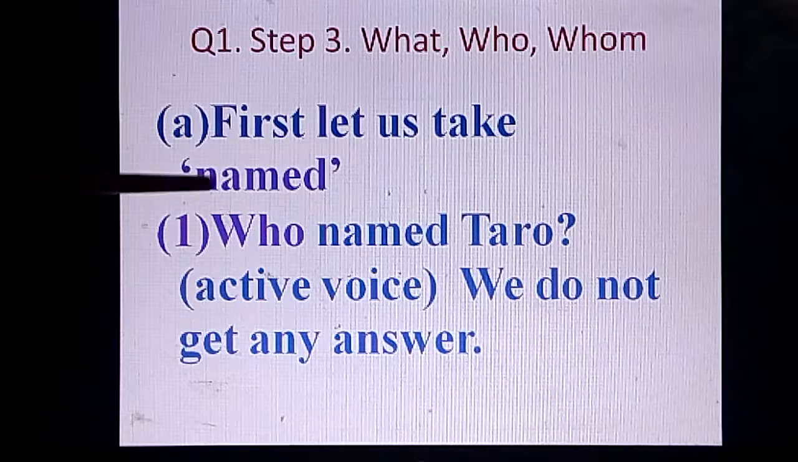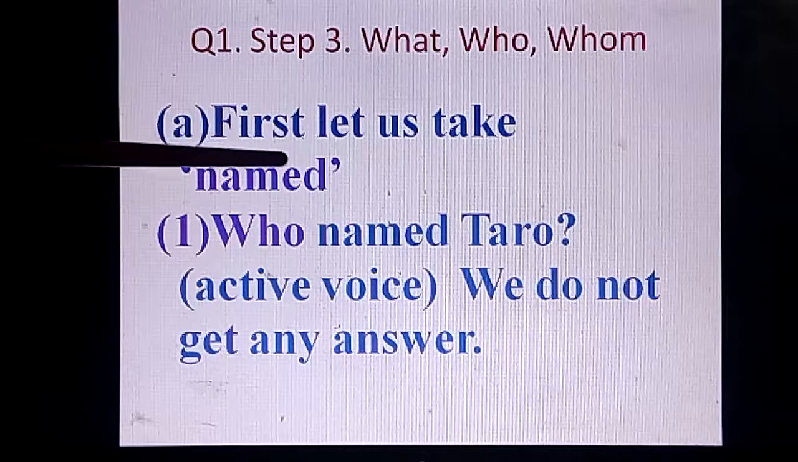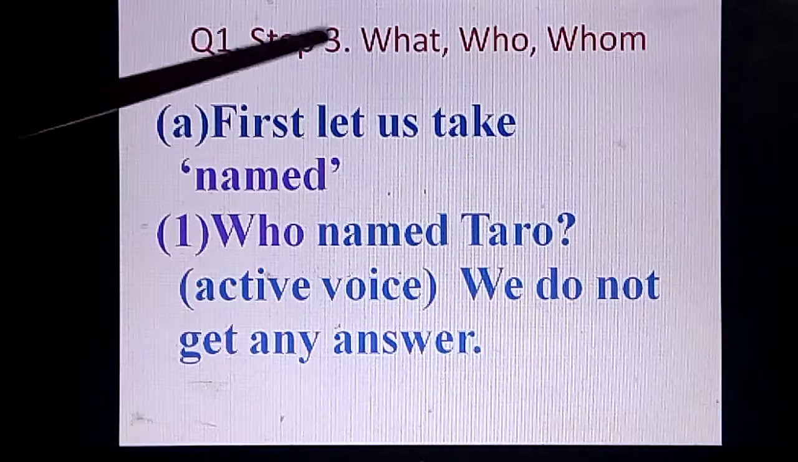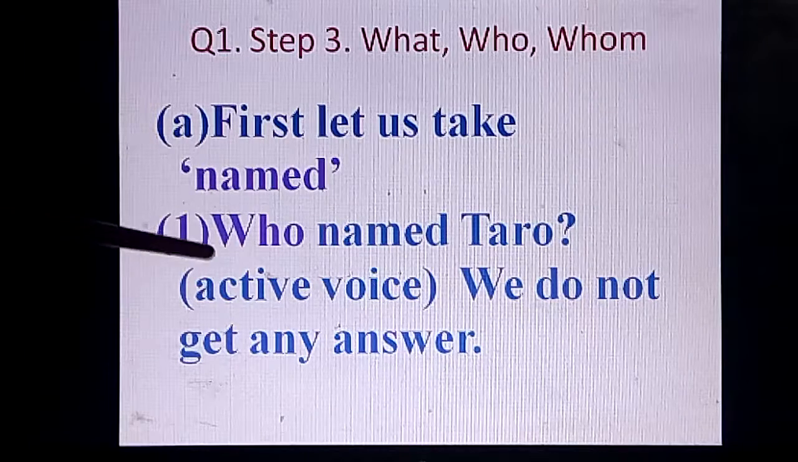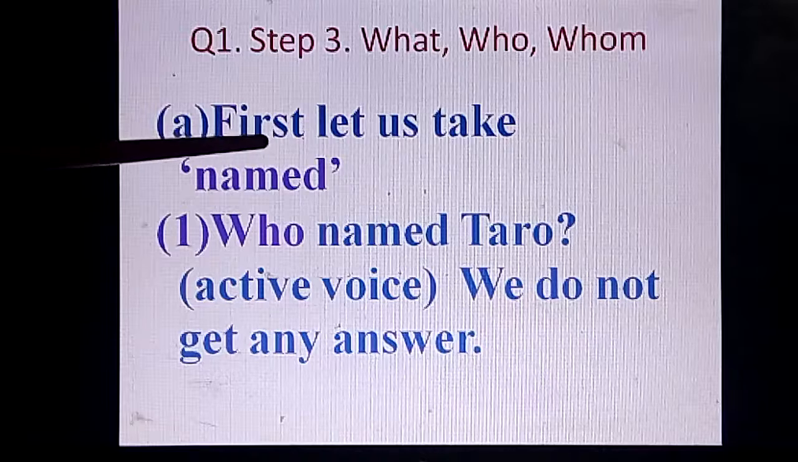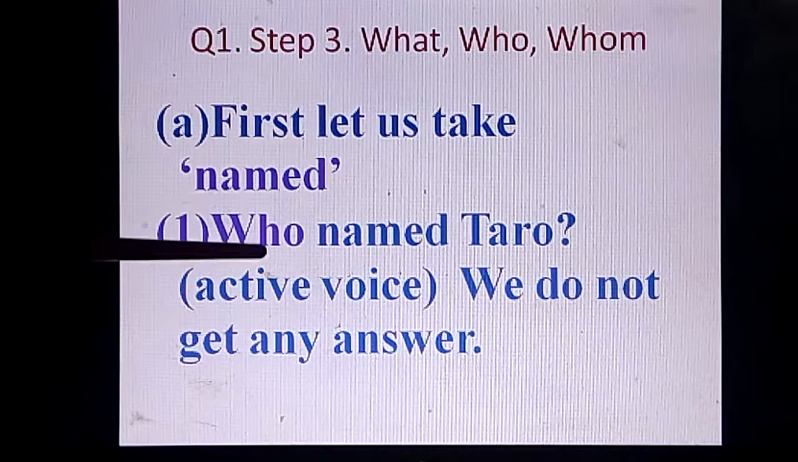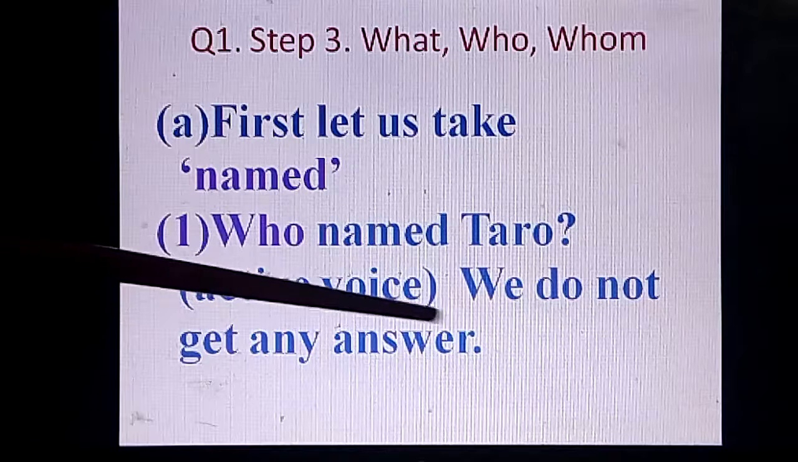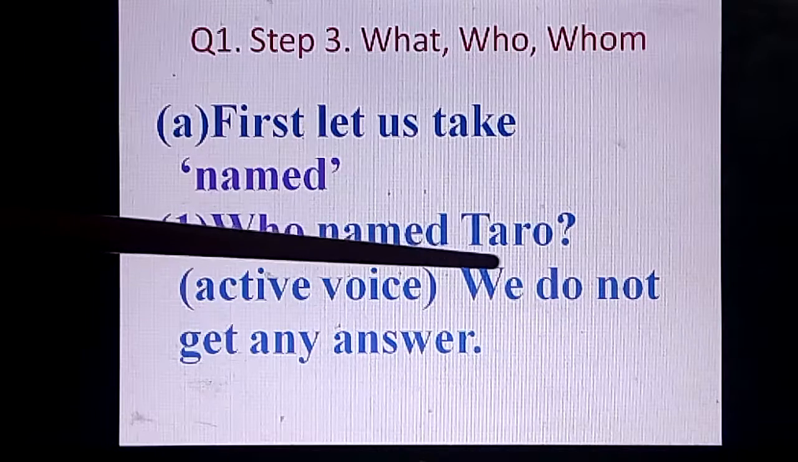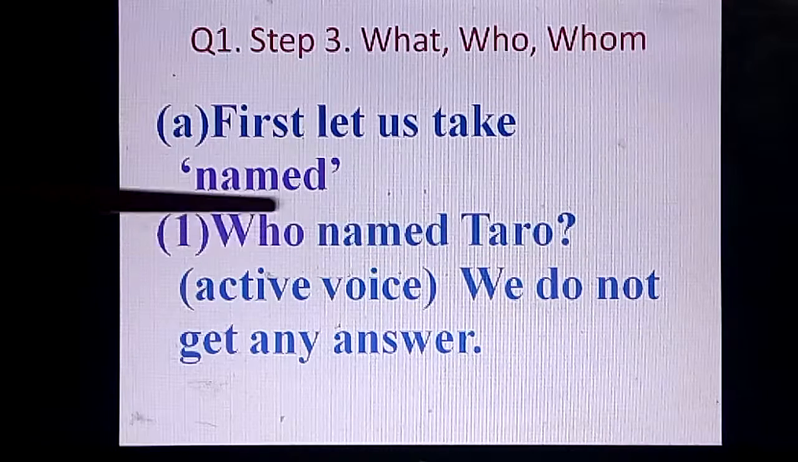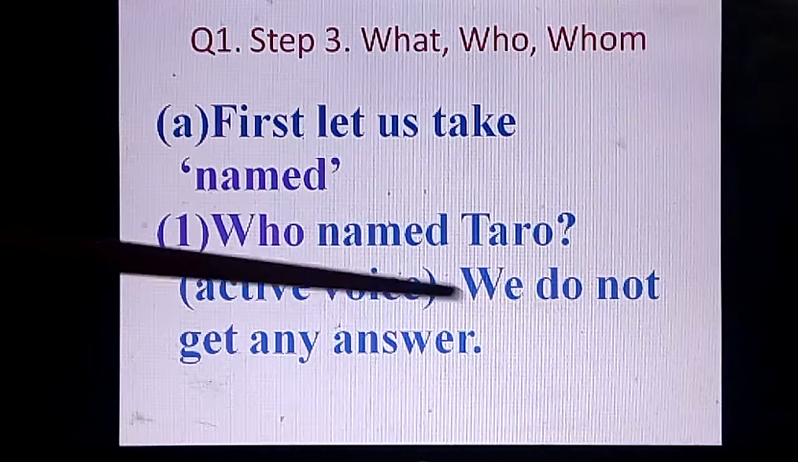So, step three: what, who, and whom. First, let us take named. As we have already tried to identify initially, two words: named and lived. So first let us take up named. Who named Taro? Active voice. This question is in active voice: subject, verb, object.